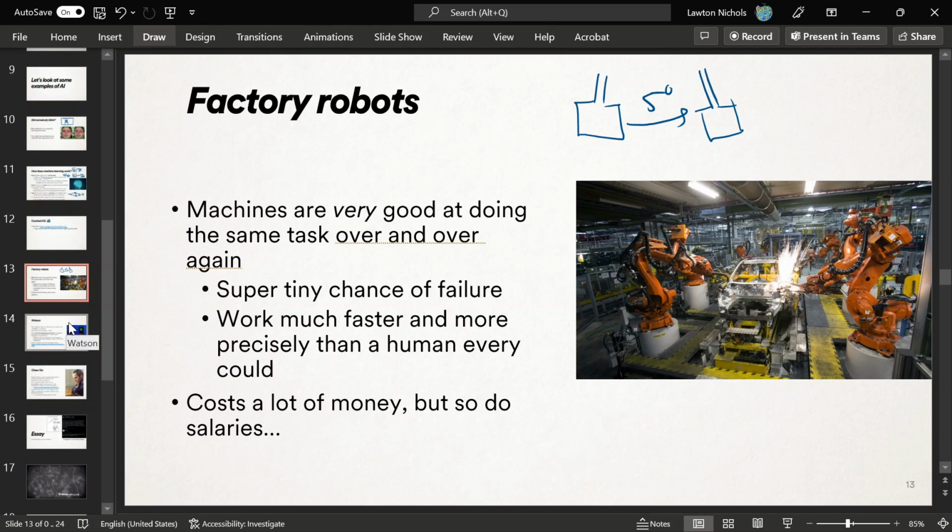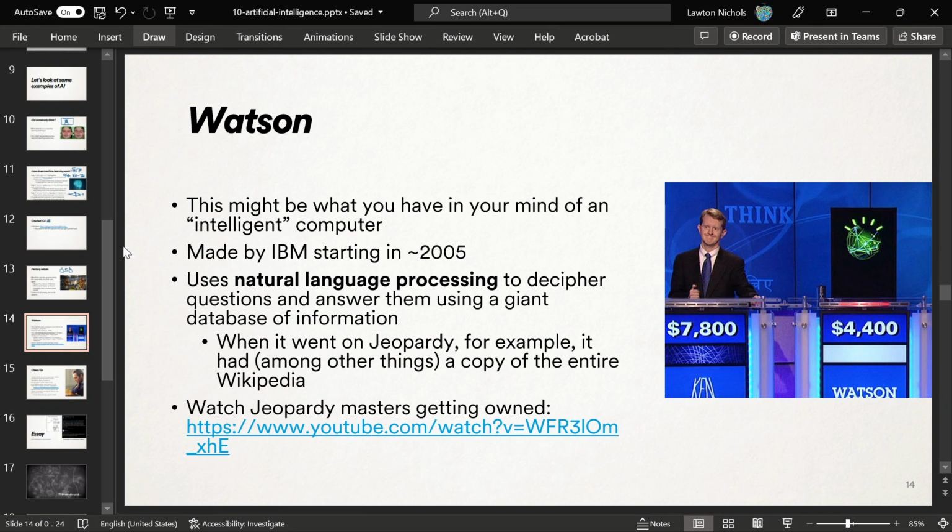Those are taken over. Probably the coolest version of artificial intelligence is a computer that can actually think and respond, right, and do things. Maybe you've heard of this Watson computer that played on Jeopardy, for example. That's a good example of what you might think of an intelligent computer to be, something that is really mimicking a human. Okay, so let's talk about Watson.